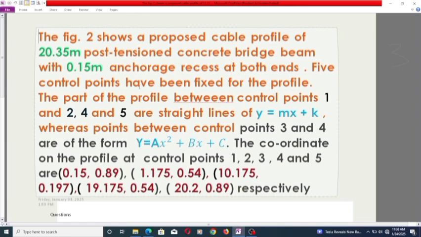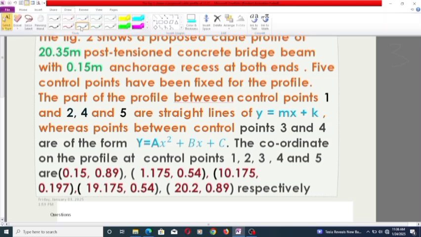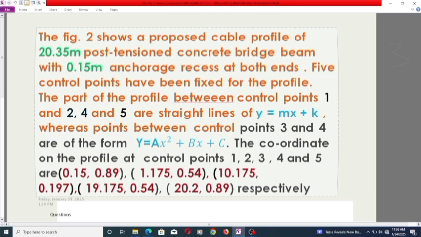Now we've been given the equation of a straight line, which is y = mx + k. So this is the equation we intend to use. We also have the other part of the profile to be a parabola, and the standard equation of a parabola is y = ax² + bx + c.